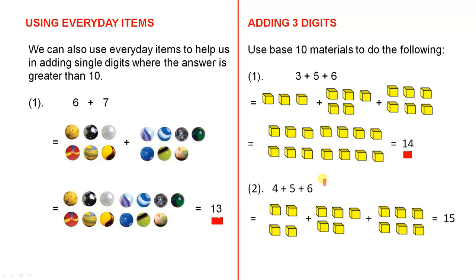4 plus 5 plus 6. 4, 5 and 6. Now, you know that you're allowed to combine all these together, so basically just count them, without actually combining them like I did here, because it saves us some time. Just count them all individually, and you'll end up with 15.